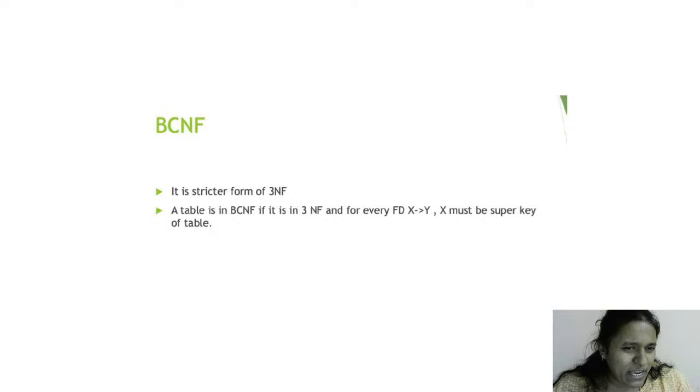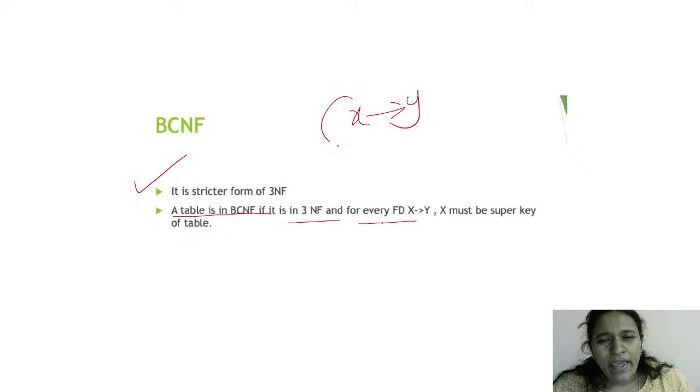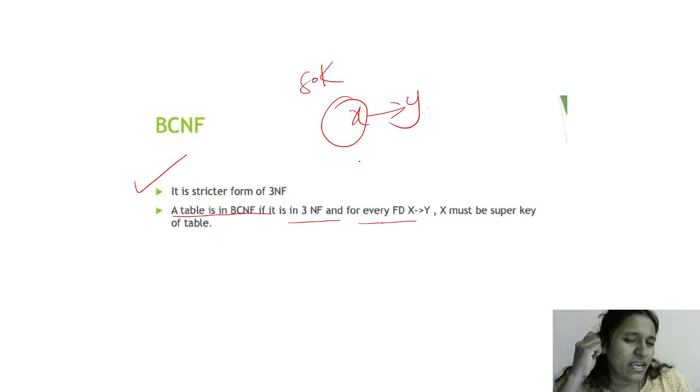What is BCNF? BCNF is stricter than 3NF. A table is in BCNF if, for every functional dependency X to Y, X must be a super key. Right hand side prime is allowed in 3NF, right?